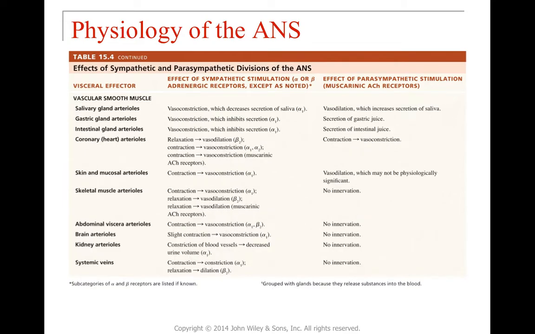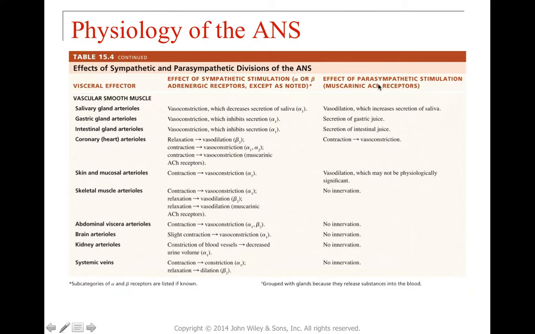All right, so if we look at vascular smooth muscle, and we look specifically at the salivary glands in the arterioles, for example, we can see that we end up with vasoconstriction under the sympathetic stimulation, which is going to decrease salivary secretion, which makes sense because we're decreasing our digestion and increasing fight or flight, whereas the parasympathetic does the opposite. It does vasodilation, which causes increased secretion of saliva. Again, that makes sense too because we're going to start digestion. Same thing with the gastric gland arterioles. We're going to have an inhibition of secretion under the sympathetic and a secretion of gastric and intestinal juices under the parasympathetic stimulation.